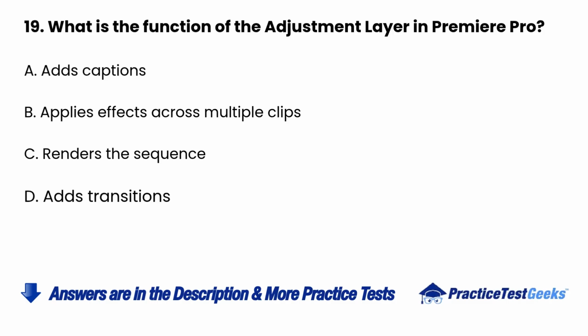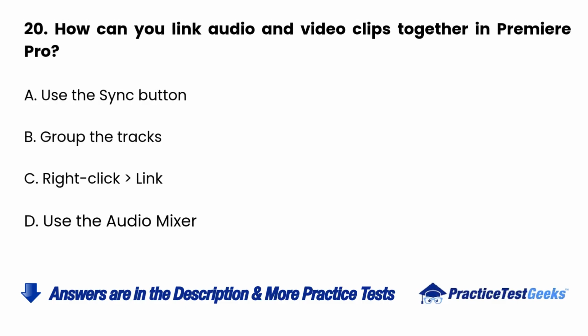19. What is the function of the adjustment layer in Premiere Pro? A. Adds captions. B. Applies effects across multiple clips. C. Renders the sequence. D. Adds transitions.